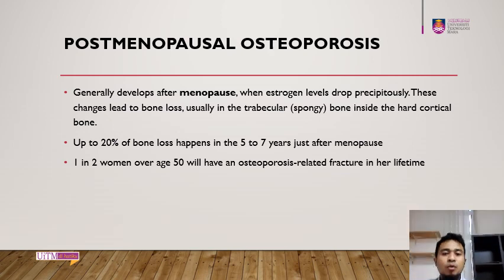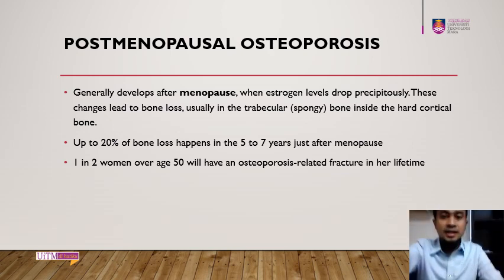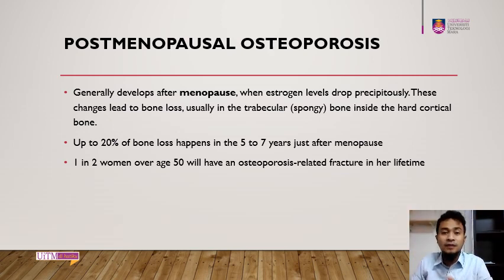So this is the first category. Just now we discussed postmenopausal osteoporosis. This generally develops after menopause when the estrogen levels drop significantly. This is when osteoporosis becomes more accelerated, especially among women. These changes lead to bone loss, usually in the trabecular spongy bone area inside the hard cortical bones. Up to 20% bone loss occurs within 5 to 7 years after menopause. That shows how severe this case is.